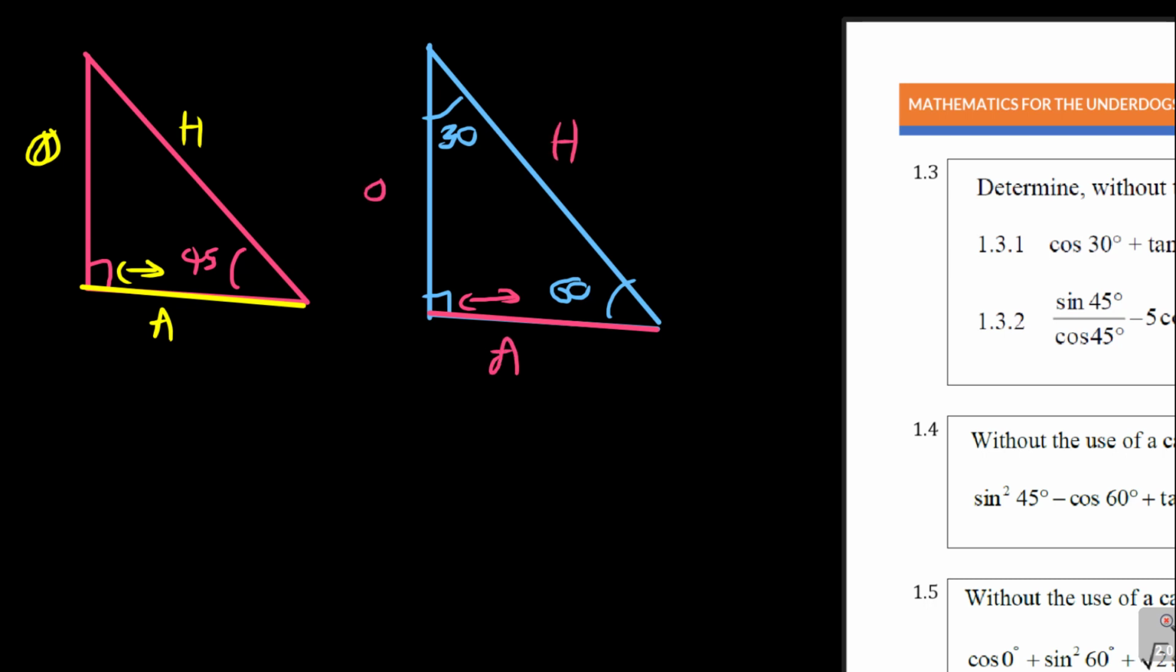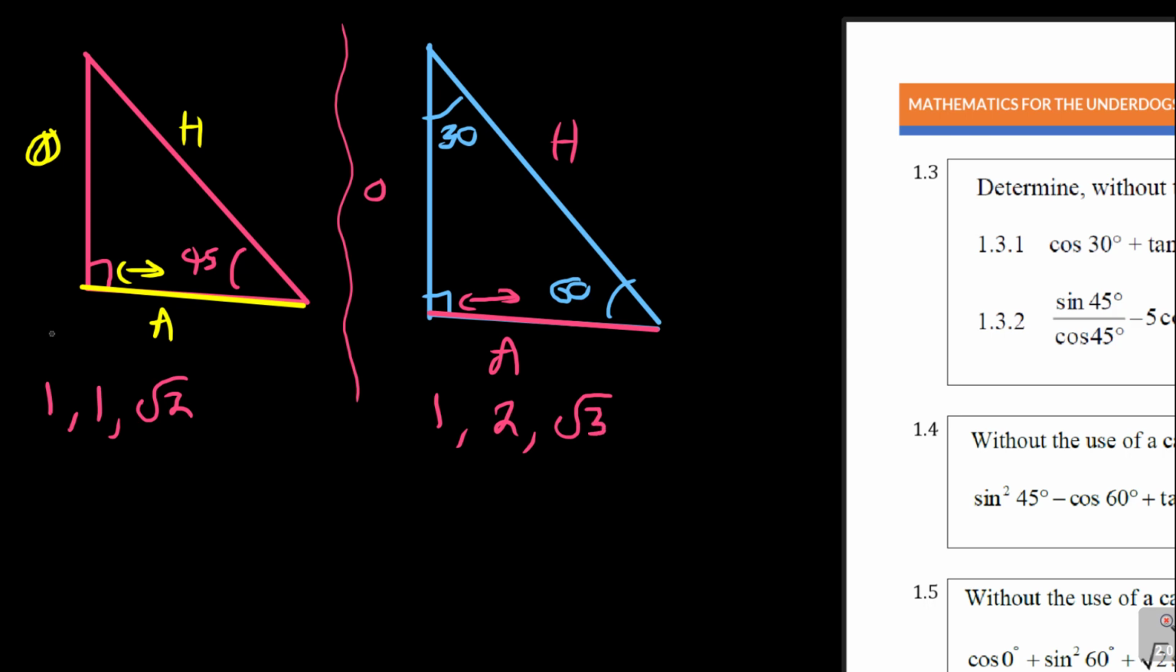See, adjacent to the 90, so your A, your O, and your H. And with the 90, let me separate them. With the 45, what you need to know, you have got a 1, 1, root 2. And then with the 30/60, you have got a 1, a 2, and a root 3. I think these are the numbers that you must get comfortable with.